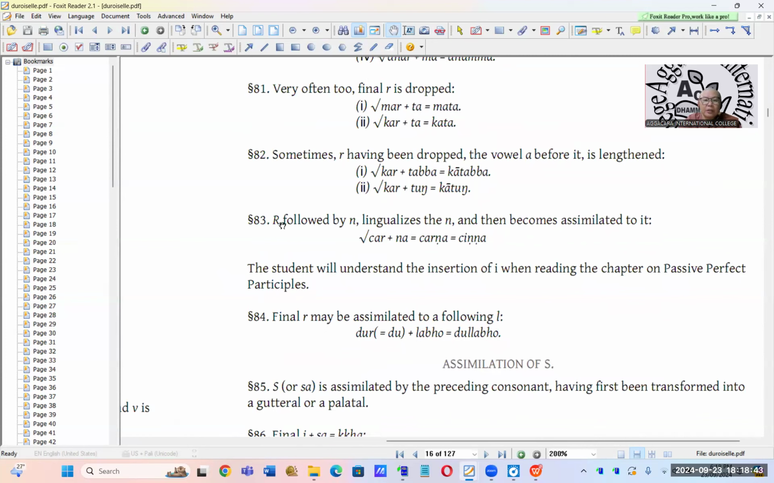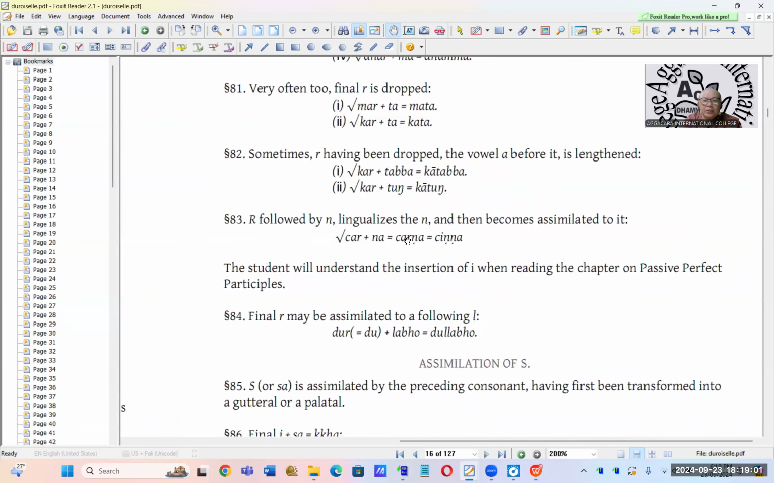When R is followed by N, you have R and N. The N you need to lingualize. Lingualize means that you change the dental N to N dot. N dot, we call it lingualize N, all right? So with R and N, the N becomes N dot, lingual N, and then the R is assimilated to the NN, right?